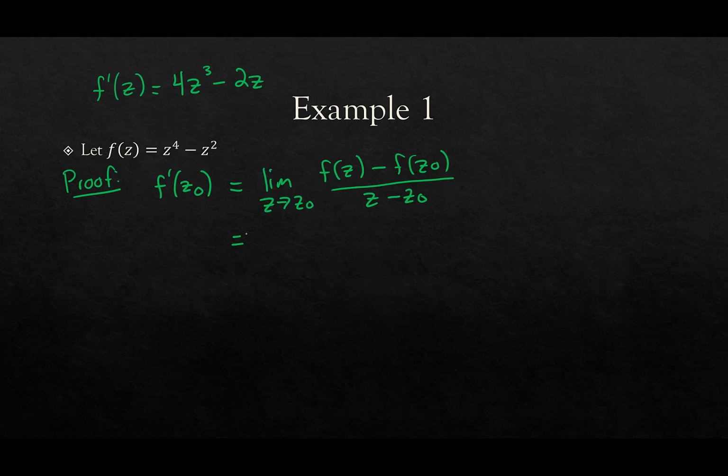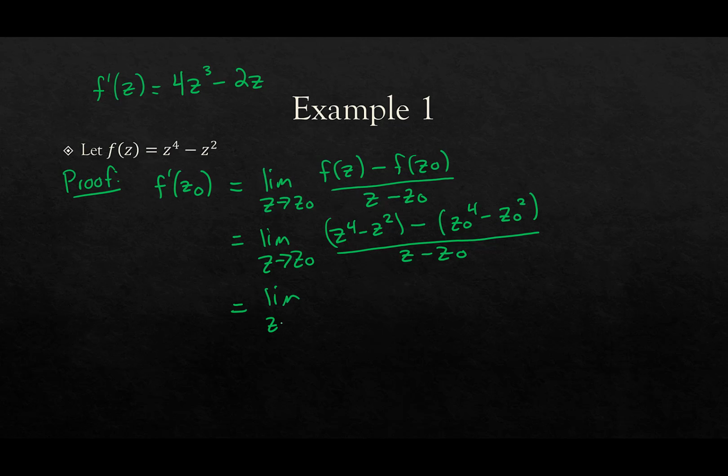So plugging everything into our function here, this is the limit as z approaches z naught of z to the fourth minus z squared, so that's f of z, minus, if we plug z naught into f, we get z naught to the fourth minus z naught squared, all over z minus z naught. Okay, so now we're going to do a little bit of rearranging and distribution.